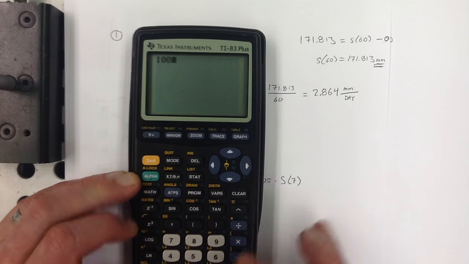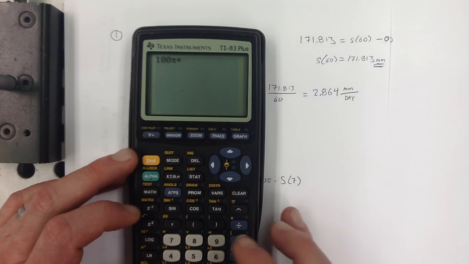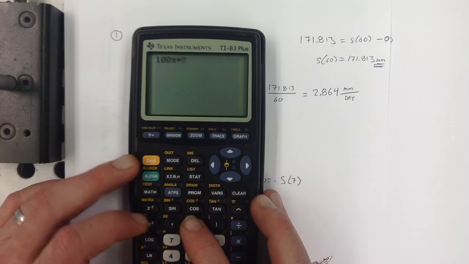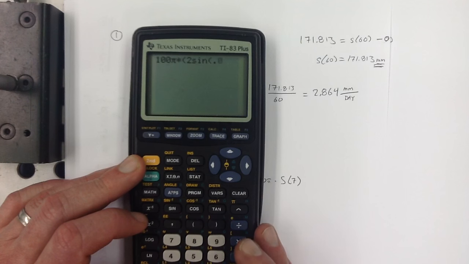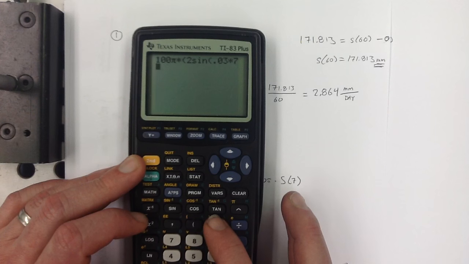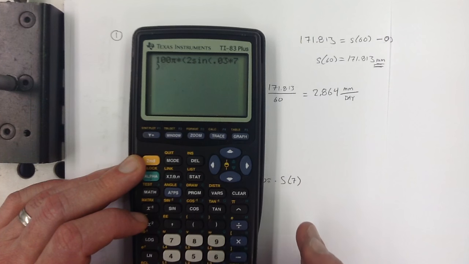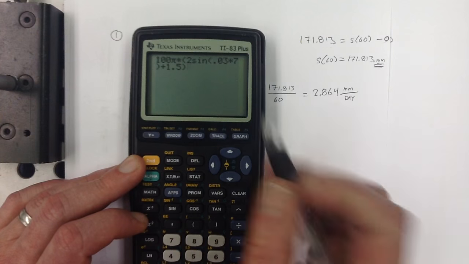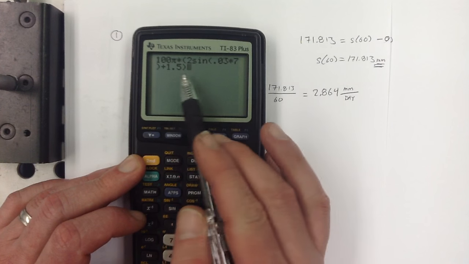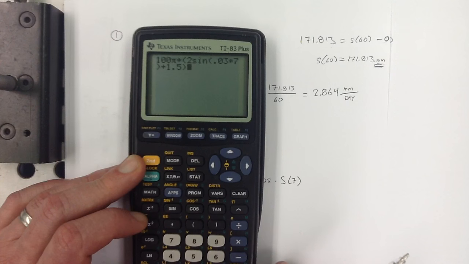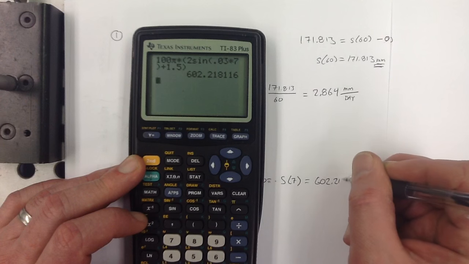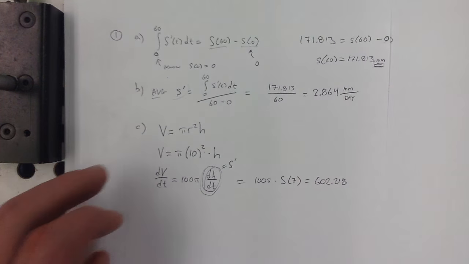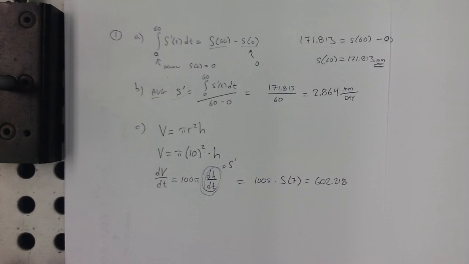So let's see, that's 100 pi times s of 7, which is 2 sine of 0.03 times 7 plus 1.5. And check, see if that looks like I've entered that all right. I think that that's correct. That gives me an answer of 602.218. I'm going to ask you to pause for a second and think about what the units would be for this.